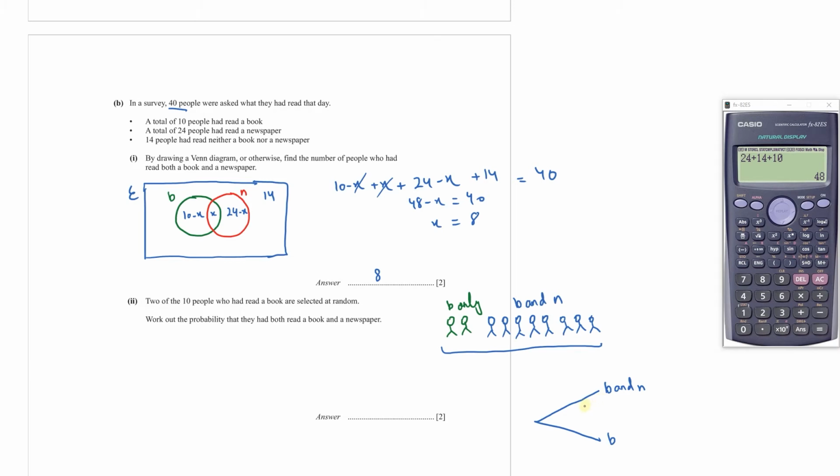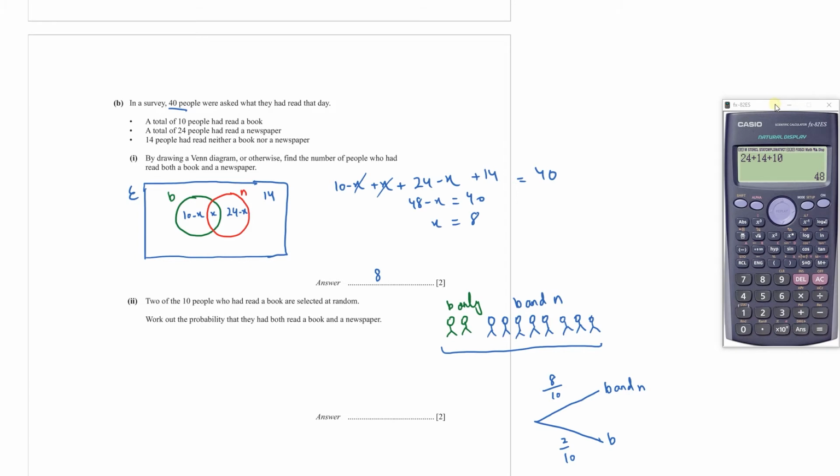So what is the probability that if you choose one person out of these 10 you will select a person who has read both the book and the newspaper? The number of people who have read both is 8, and the total people you are choosing from is 10. And the other probability will be 2 out of 10, which is the probability that the person had only read the book. And then you make your second choice.